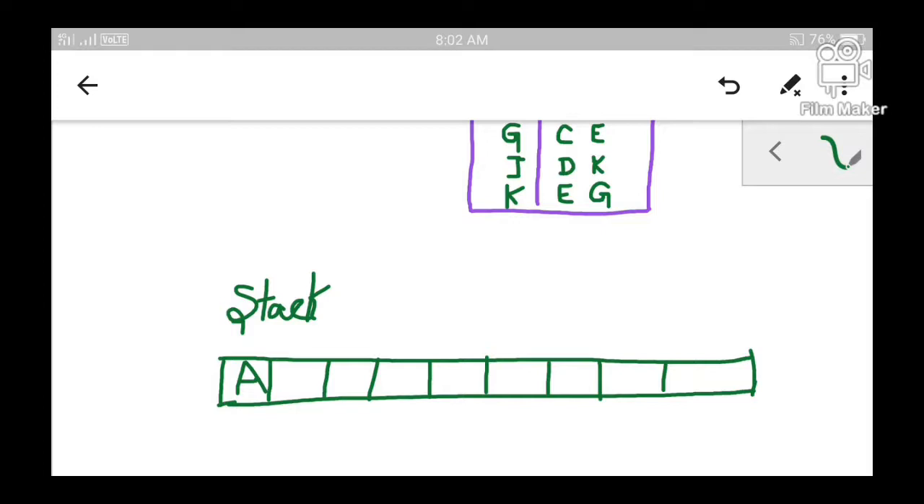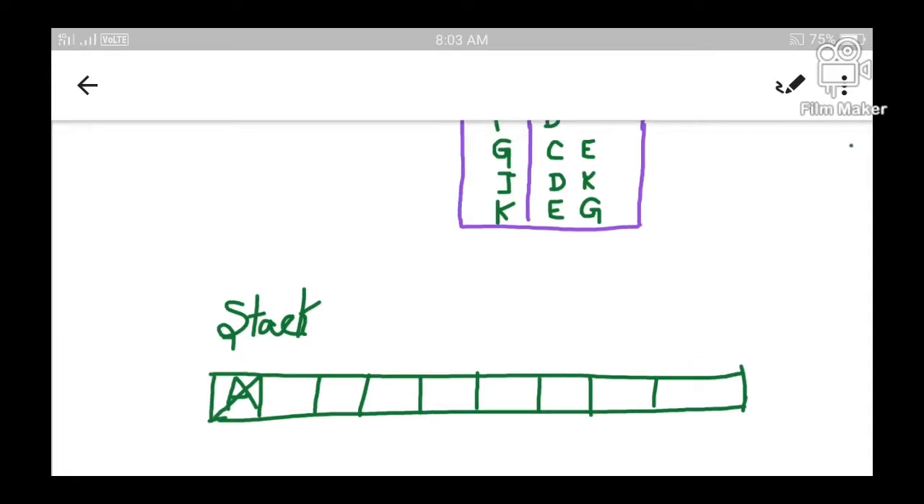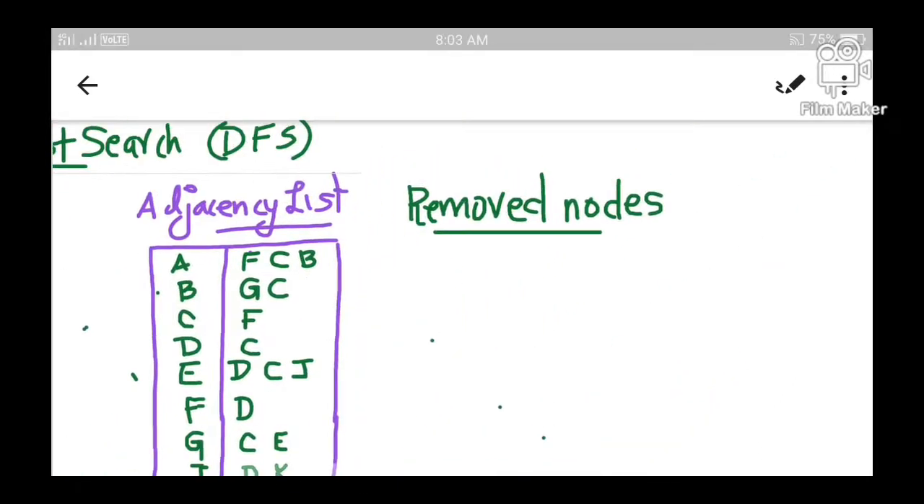Now what? First step is over. Start node is selected and it is pushed onto the stack. Once an element is pushed onto the stack, now step number 2 says you have to remove the topmost element from the stack. Now in our stack we are having only one element, and if I am removing or popping out the topmost element from the stack, the element removed will be element A. So step number 2 says you have to pop the topmost element from the stack and keep a track of the removed elements.